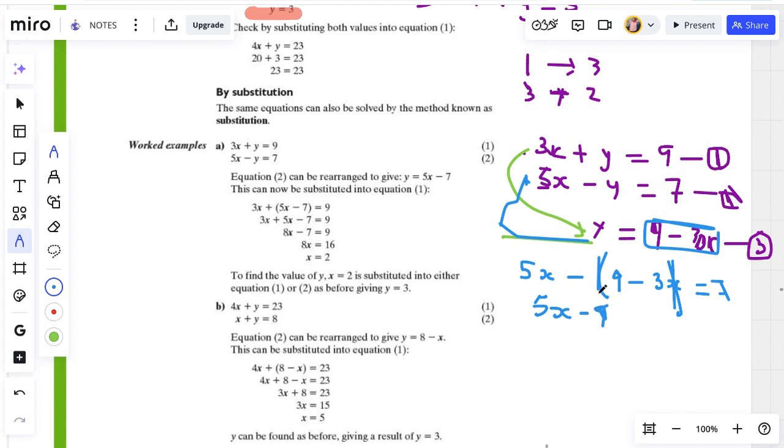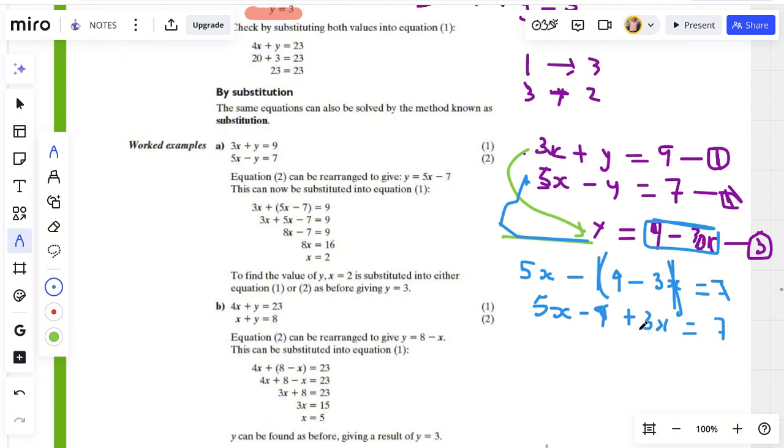5x minus 9. This minus times this minus becomes plus 3x. So don't be wondering how I got plus 3x. Because the minus outside, we multiply the minus inside. So I get plus 3x, equal to 7.